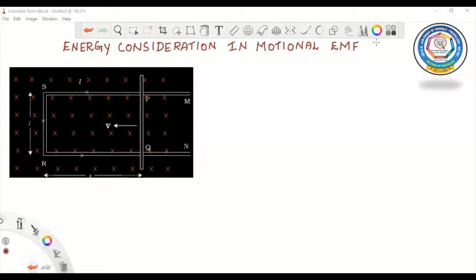Now, we are going to discuss energy consideration in motional EMF. Let us consider a straight conductor moving in a uniform magnetic field. So, here we are going to assume a uniform magnetic field in which a straight conductor is moving. Let us consider the arm PQ, which is moving with velocity v.